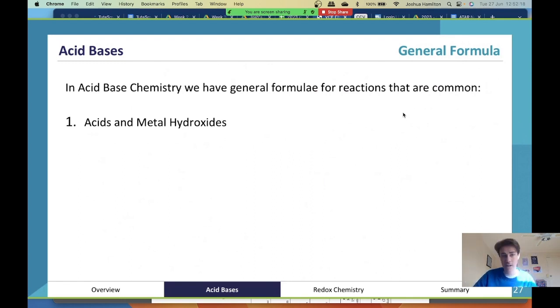So they are hydroxides. We've already talked about these before. Hydrides have H, so this is not hydrides. Hydroxides have OH, so it's metals with an OH. So acids with an OH. What this is going to look like, and I'm going to write it out by words, is an acid plus a metal hydroxide goes to a salt plus water.